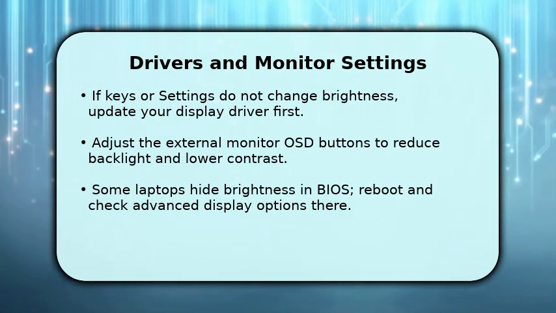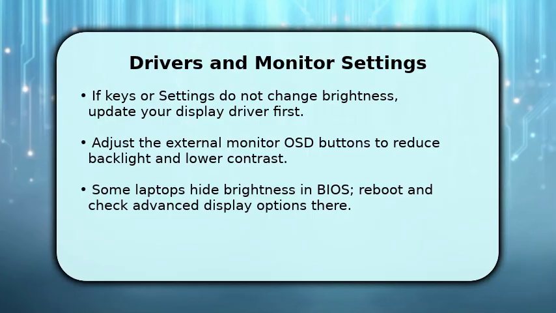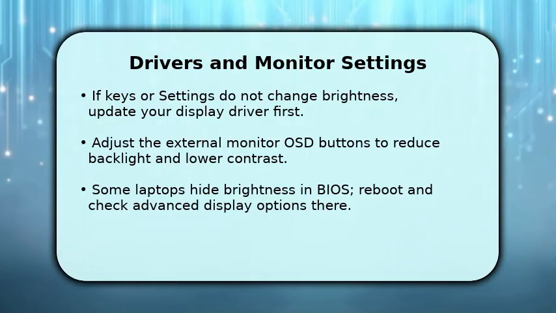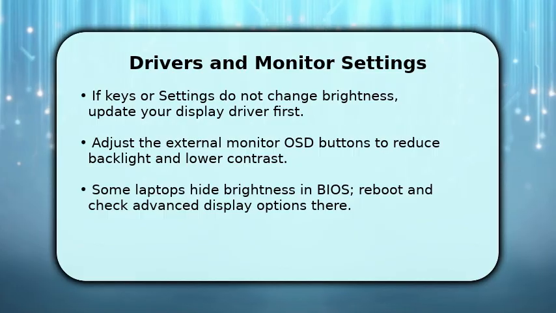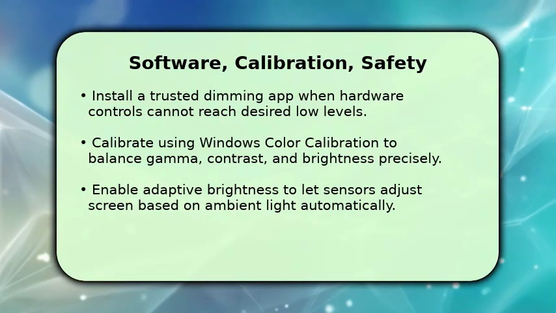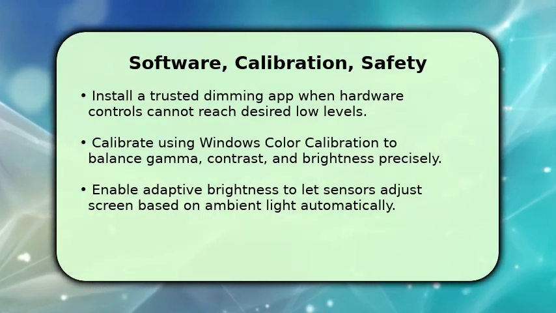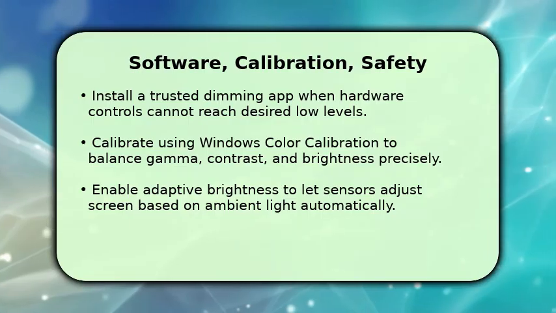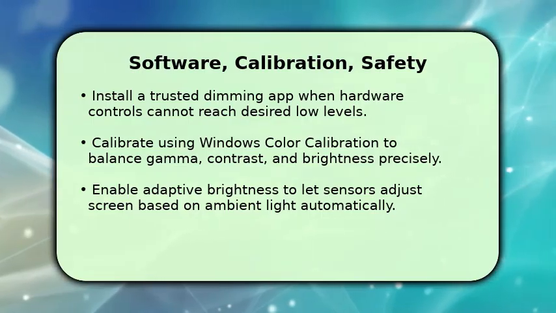Install a trusted dimming app when hardware controls cannot reach desired low levels. Applications like Lux, or Windows Night Light lower color temperature and dim further. Use software overlay dimmers to reduce brightness below hardware minimum safely.